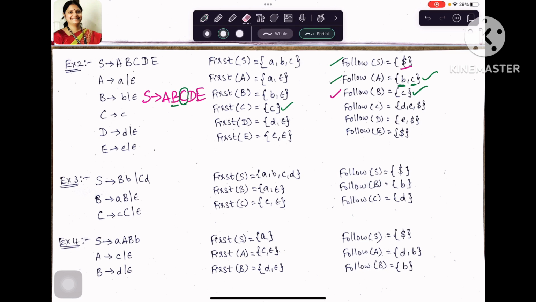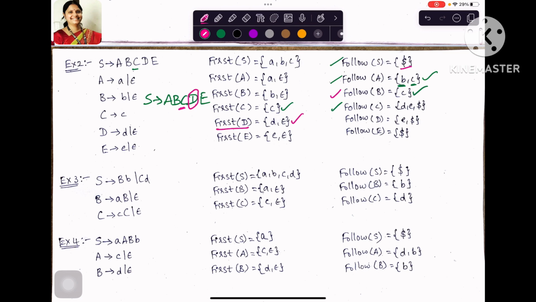Next we will find out the follow of C. In order to calculate the follow of C, we should find where C is present in the production. The production is S produces A, B, C, D, E. So the follow of C is D. As D is a non-terminal, we should not directly write it in the result. We have to calculate the first of D. First of D is D comma epsilon.